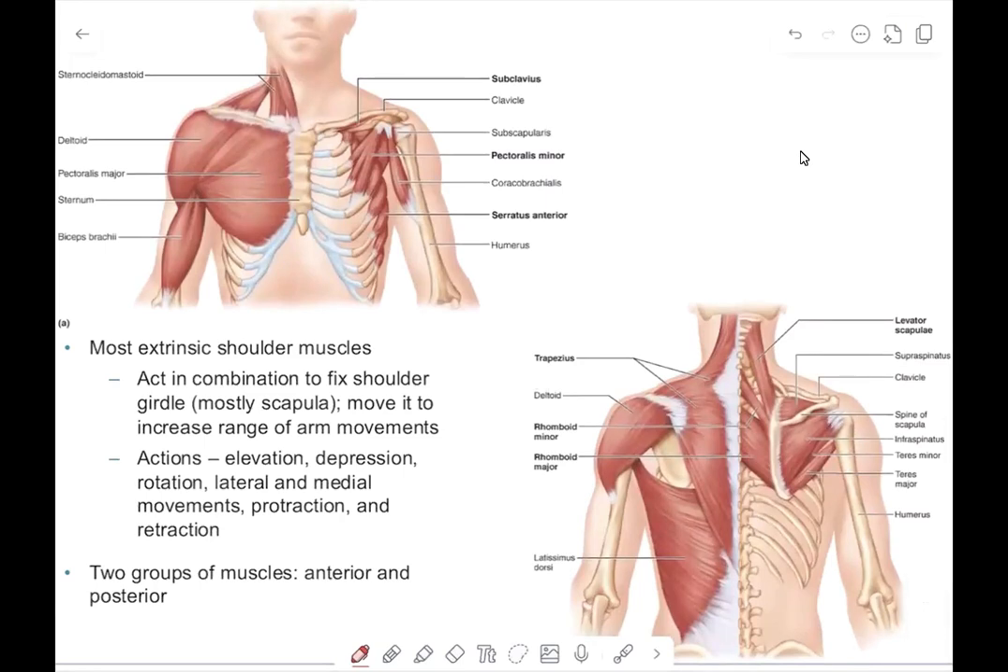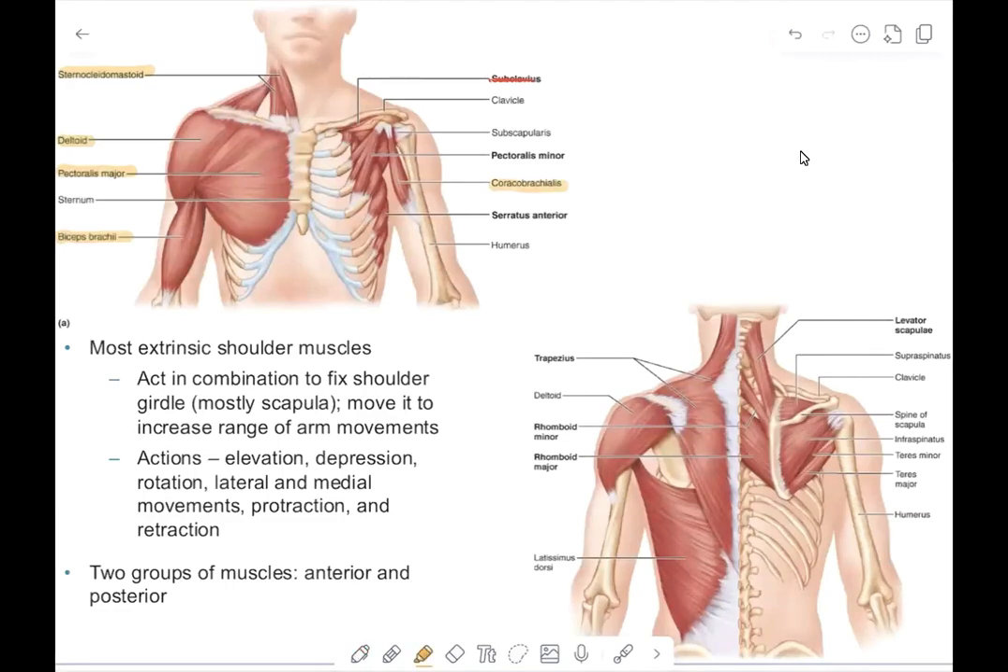Our next slide is going to show us some of the muscles that are on the chest. The ones on the left are more superficial, and the ones on the right are deeper. We've already talked about the function of the sternocleidomastoid, as well as the deltoid and the pectoralis major, as well as the biceps brachii. And we've also discussed the coracobrachialis on the previous slide. You are not responsible for the subclavius muscle.